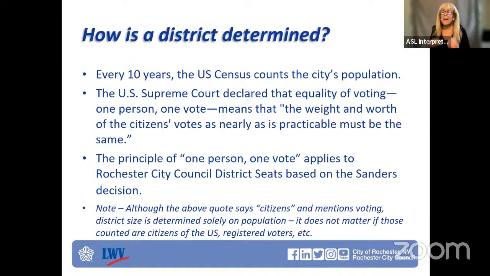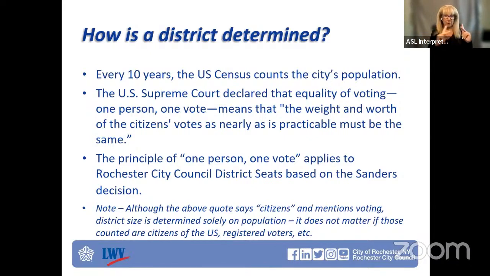So how is a district determined? Every 10 years, the U.S. Census Bureau counts the entire population of the United States, including the city of Rochester. The Supreme Court declared that equality of voting, known as one person, one vote, means that, quote, the weight and worth of the citizens' votes as nearly as is practicable must be the same.